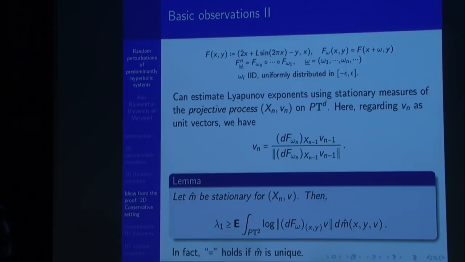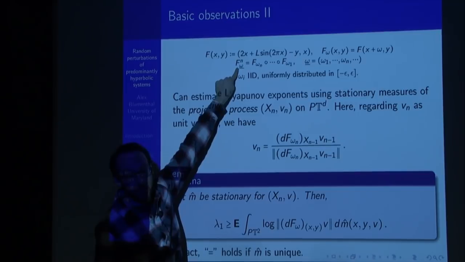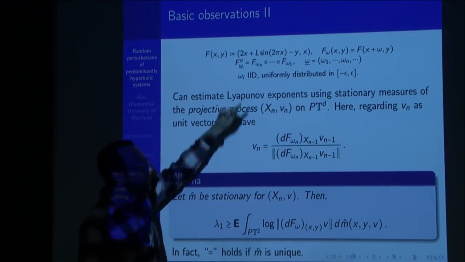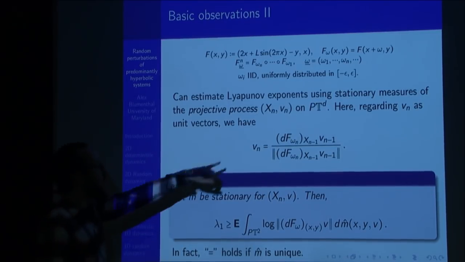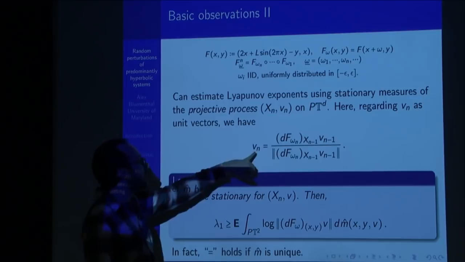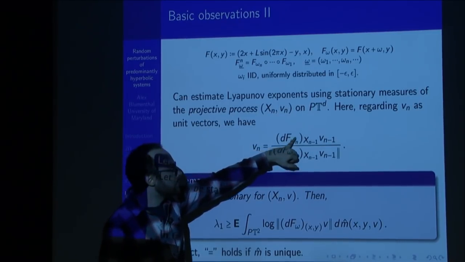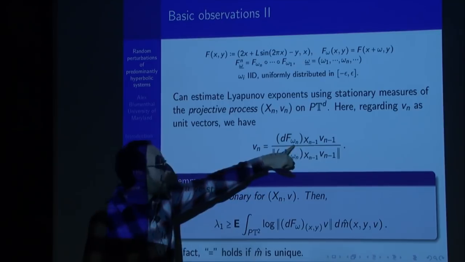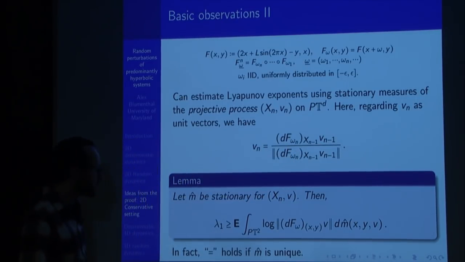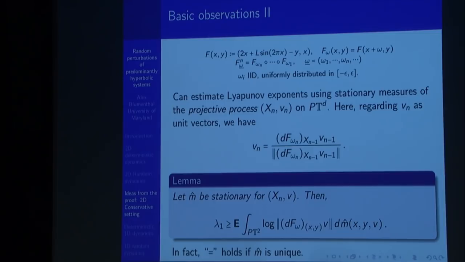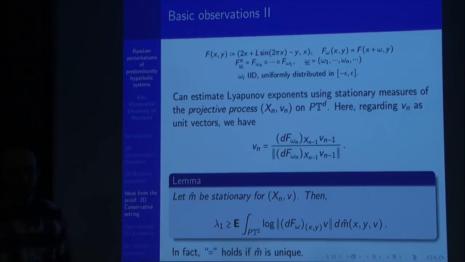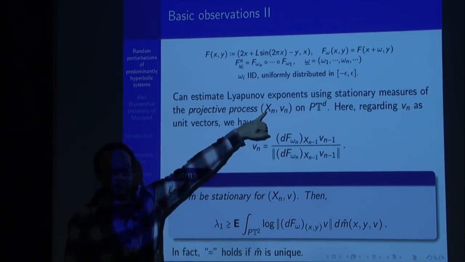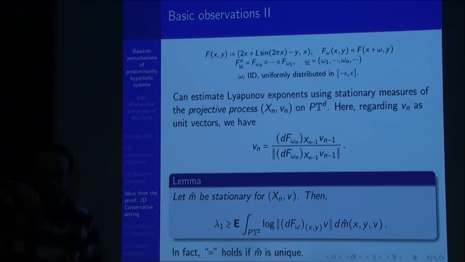So x_n is the same as before. It's just the Markov chain on phase space that is defined by this random composition. But now I'm keeping track of this extra datum, this unit vector v_n, that is just the push forward of the unit vector from the previous iterate by the derivative. And so this is a Markov chain on a compact set. It has stationary measures. A stationary measure for this chain projects to Lebesgue on the toral factor, right?